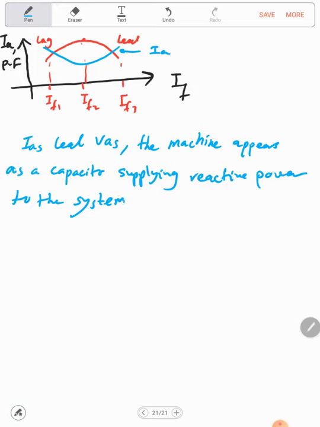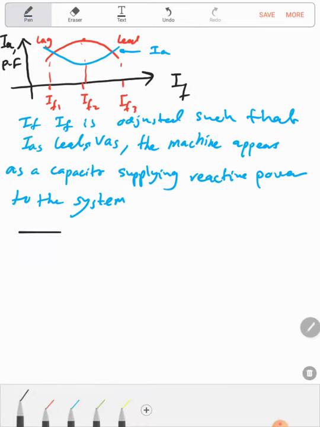Now, this is the case if IF is adjusted such that IAS leads VAS.